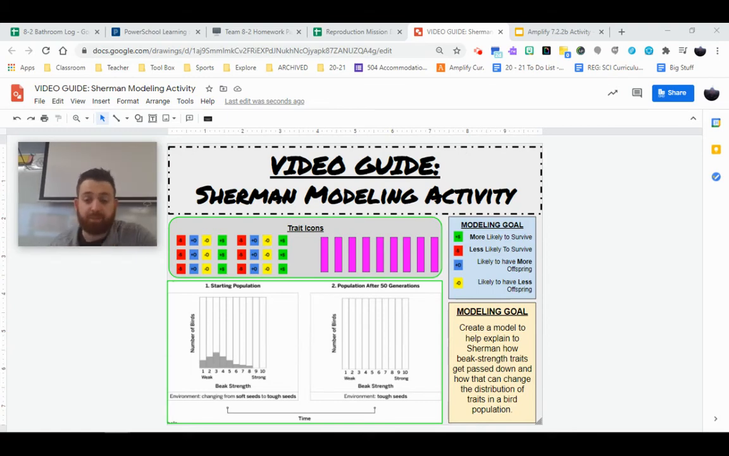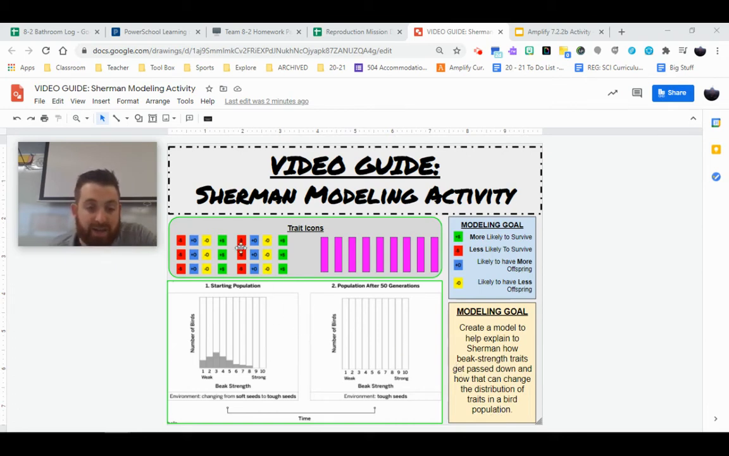If you notice, we have our modeling goal. We need to create a model to help explain to Sherman how the beak strength traits get passed down and how that can change the distribution of traits in a bird population. So we're looking at passing things down and changing the distribution.